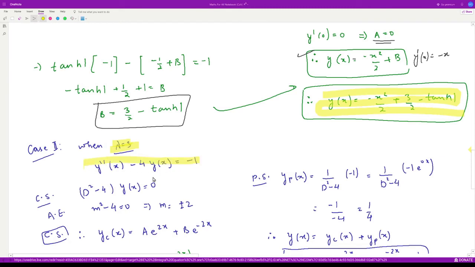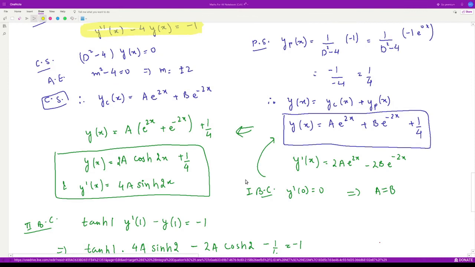We find the corresponding solution by putting the right hand side equal to 0. So we have y''(x) - 4y(x) = 0, right? Whatever is the solution in this case, we call it yc(x), the complementary solution. Then we find the particular solution, and the general solution would be the combination of the complementary solution and the particular solution. So let us first solve this complementary solution.